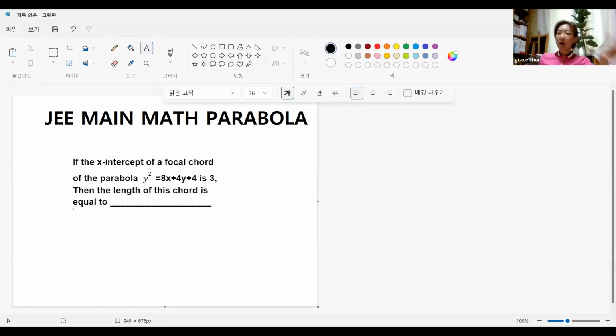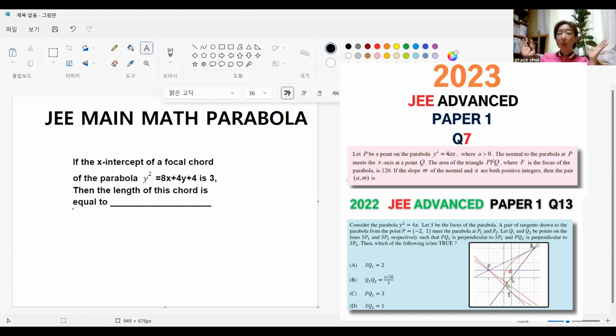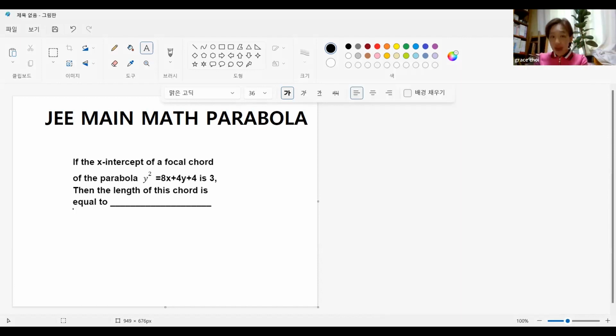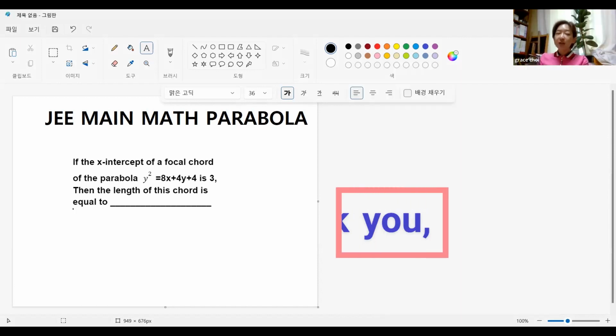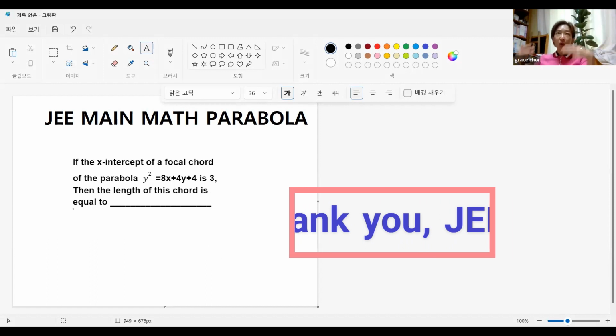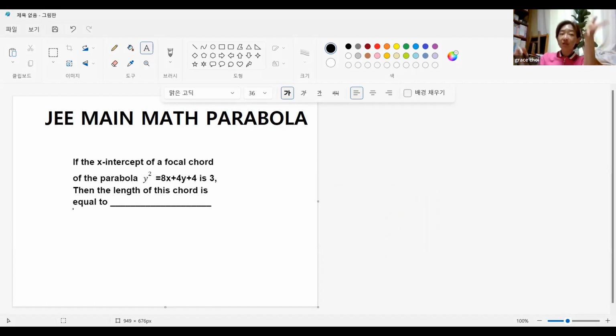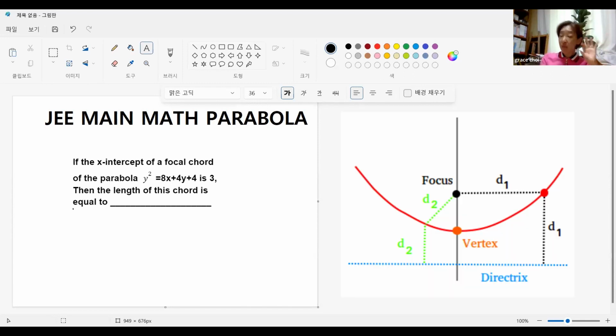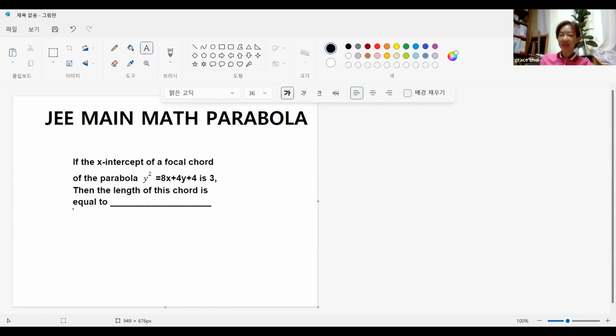In the previous two lessons, we dealt with parabola questions from JEE Advanced. But this time, I prepared a parabola question from JEE Main Math. The level is easier, but personally speaking, this question is more important because it is based on the definition of parabola, which is the most important part in conic section, especially parabola. Let's start. Are you ready?